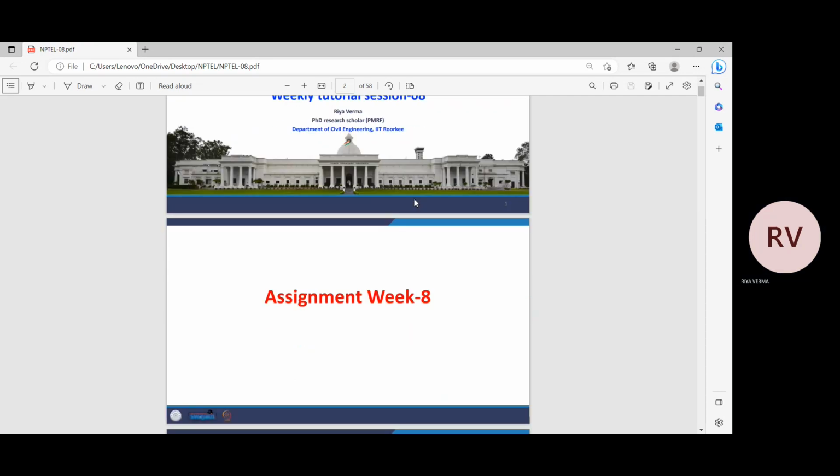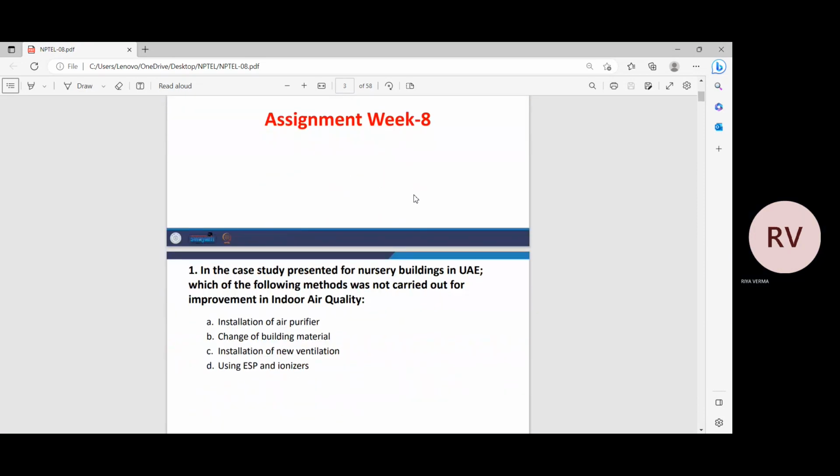So coming towards the first question, we have: in the case study presented for the nursery buildings in UAE, which of the following methods was not carried out for the improvement in indoor air quality? See, certainly in the last class, we have discussed some of the methods that can be taken to improve the indoor air quality. Those included to improvise the ventilation strategies, or the cleanup or maintenance of your HVAC systems. Then also we have certain purifier systems that can be used for that.